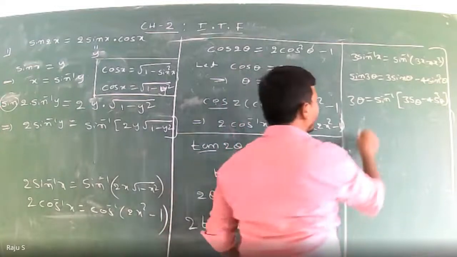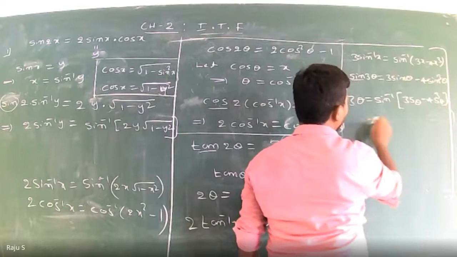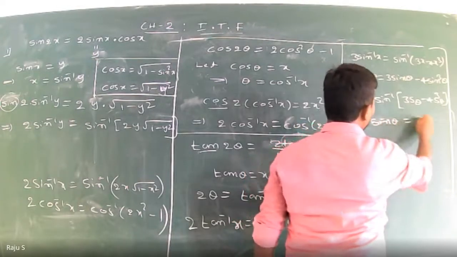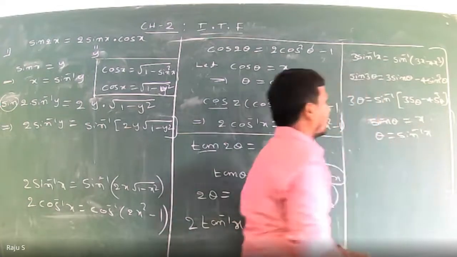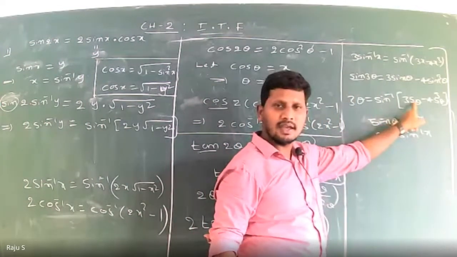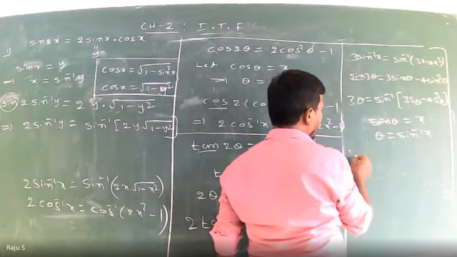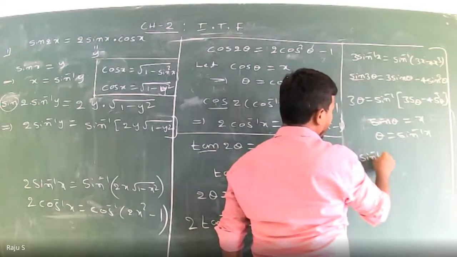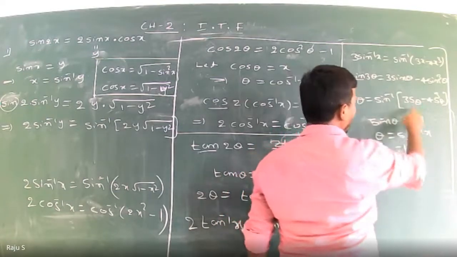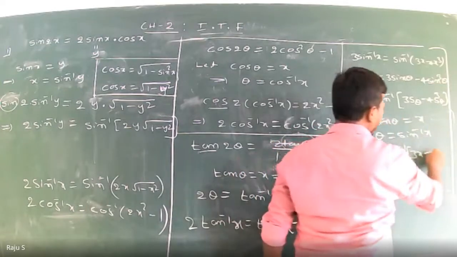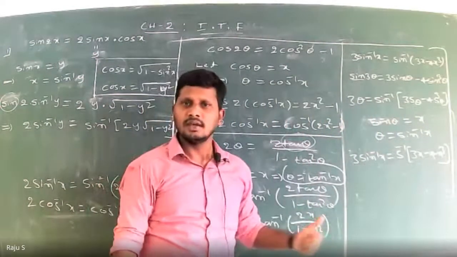Now I want to take sine theta as x. Then theta is equal to sine inverse x. Substitute here: 3 sine inverse x is equal to sine inverse of 3 times sine theta, which is x, so 3x minus 4x cube. Like that we can derive it in the same way.